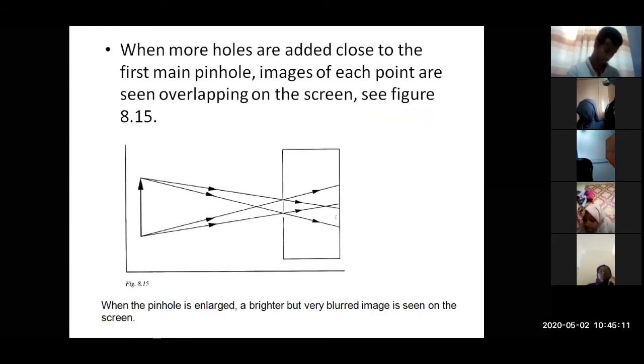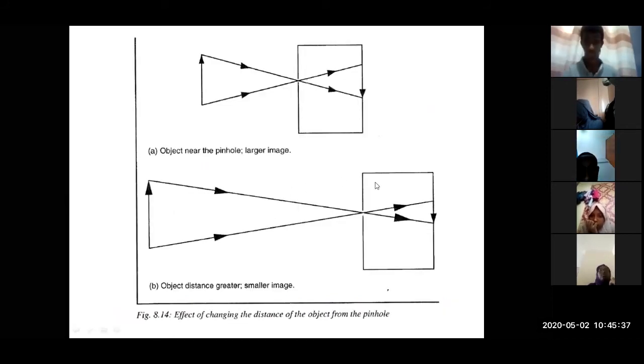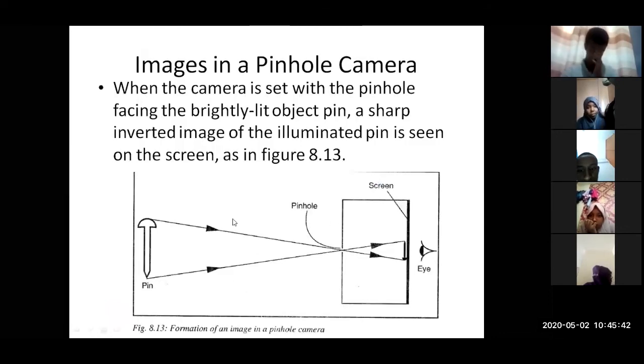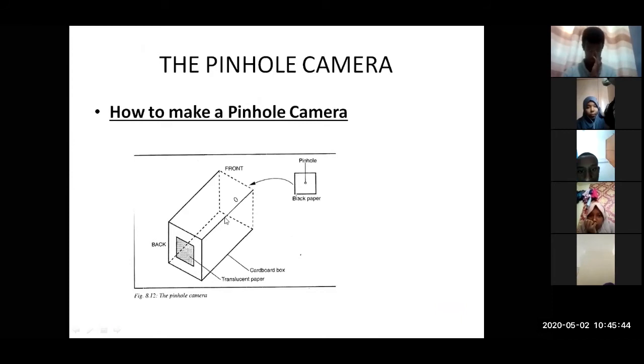Now, apart from the effects of image distance and object distance, we can also have an effect whereby the pinhole, instead of just having one small pinhole, they put many small pinholes. Okay, I'm just going back slightly. Somebody's asking a question here. I've gone back slightly.